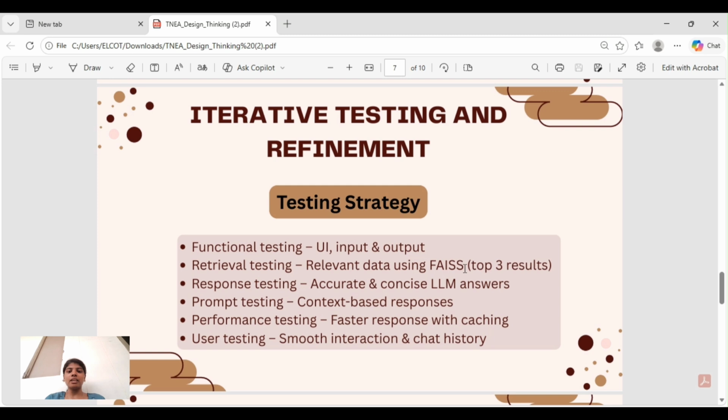Then the next testing is retrieval testing. Since our system uses FAISS vector search for retrieving relevant information, we tested whether the system retrieves the most appropriate documents for each query. Initially, we noticed that the system sometimes retrieved too many results or slightly irrelevant information. To improve accuracy, we optimized the retrieval process so that the system selects the top 3 most relevant results before generating the response.